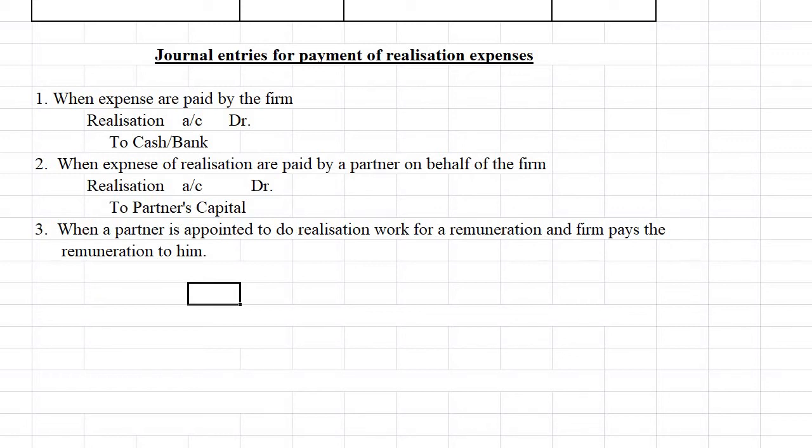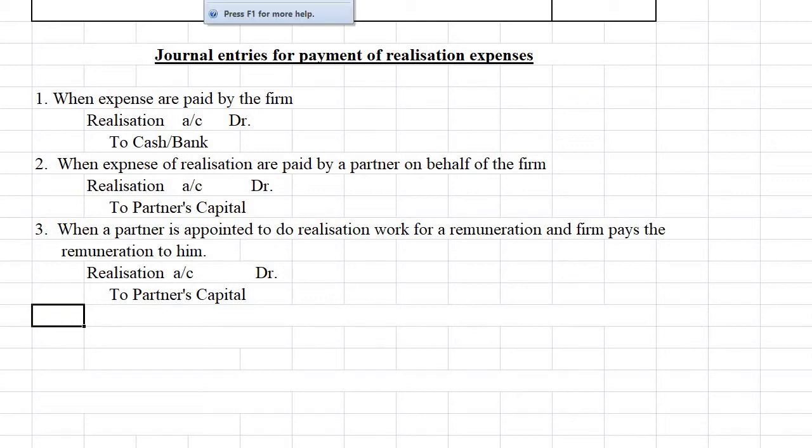the realization work, and for her 5,000 will be given as commission. Then what can be the journal entry? Same journal entry that we have written above, the same way we will write here: realization account debtor to partner's capital, because the firm has to pay remuneration to the partner. Okay.